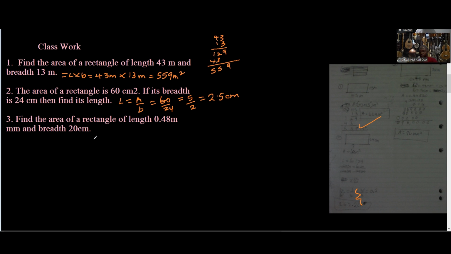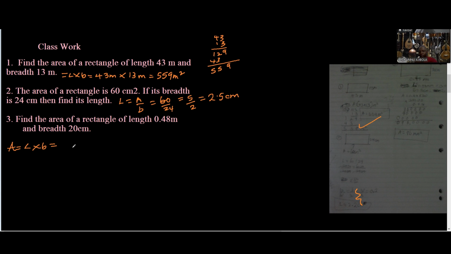So the third one, the area is what we're looking for. So area is length and breadth. And the length is 0.48 meters. Oh, this mm is not there, okay? Exactly. It's meters. You can see 0.48 m. You now see another m. You should know that that is not part of it.